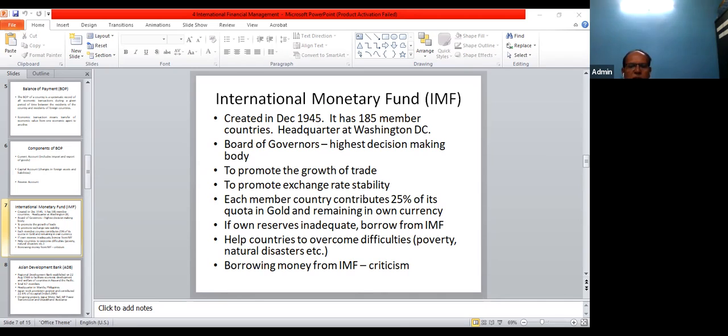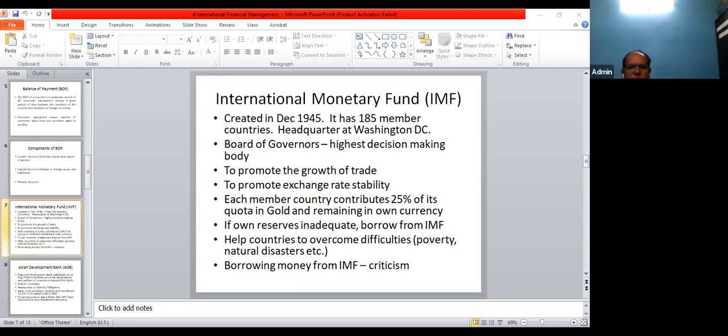So the Board of Governors, naturally, were from developed countries, European countries and America. They had their representatives on this board. So they were taking decisions which were favorable to these developed countries. Again, there was a partiality in the IMF at the beginning, but gradually, as more and more countries became members of the International Monetary Fund, there was a little bit of transparency.